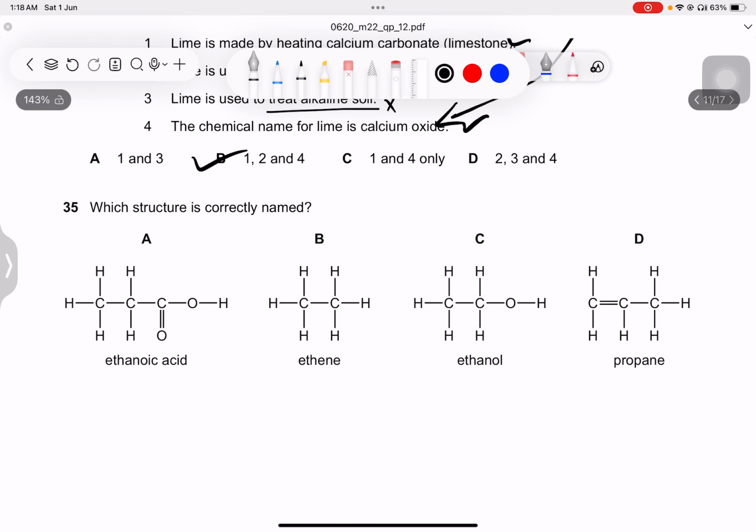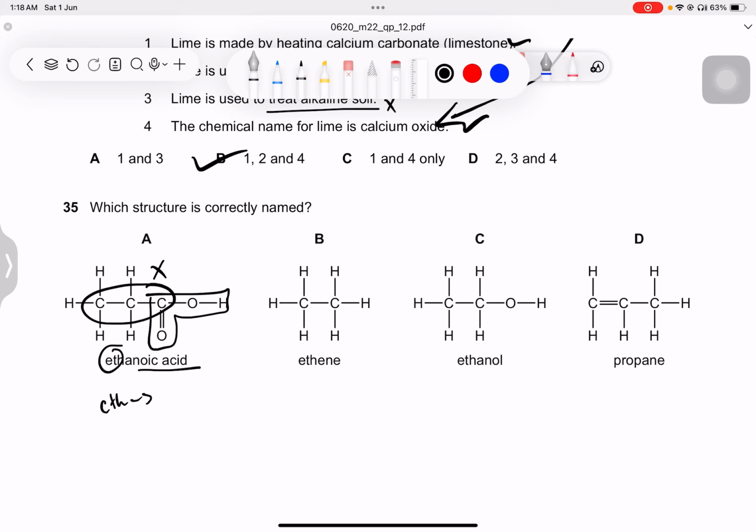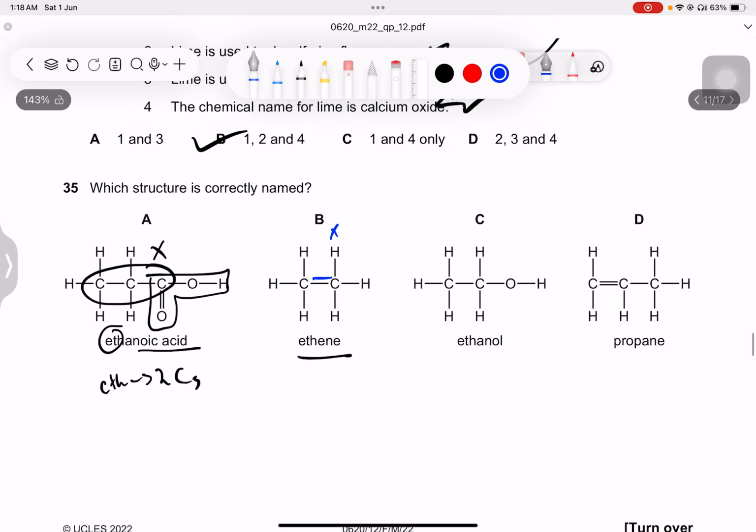Which structure is correctly named? Correctly named means the functional group should be correct and the number of carbon atoms should be correct. The functional group is present over here, but the number of carbon atoms is 3. We have eth, which means 2. Ethene should have a double bond, so no double bond present, so not correct.